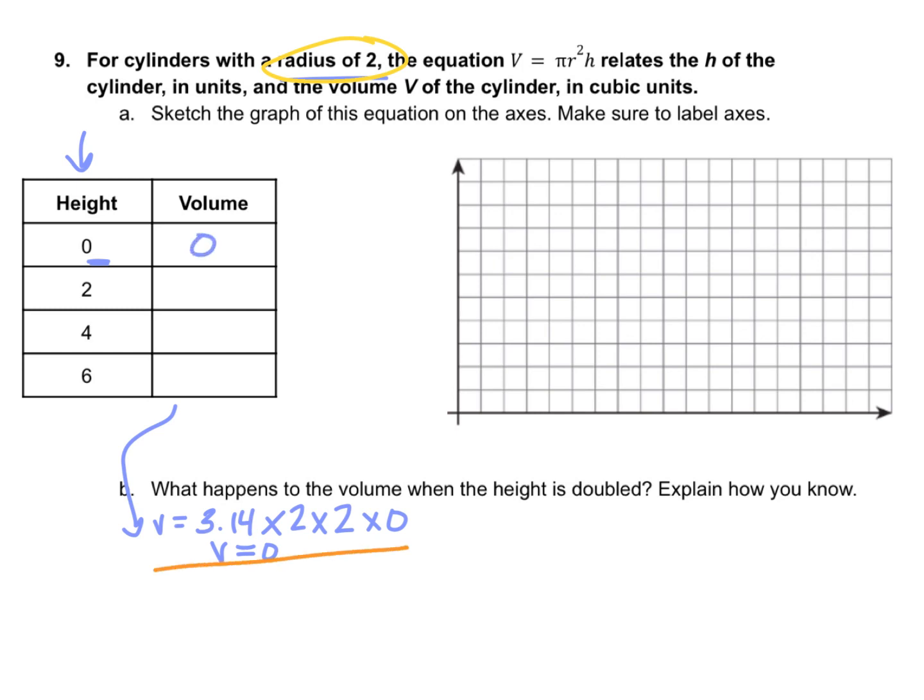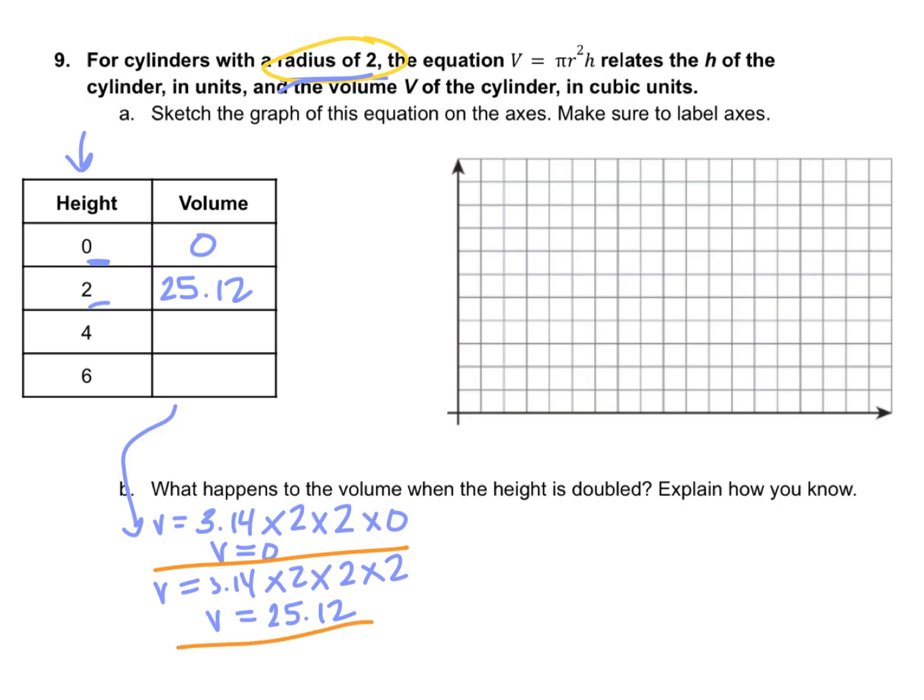Okay, so now I'm going to do a height of 2. And again, the radius stays the same. So 3.14 times 2 times 2 times 2. And I get 25.12 for my volume.